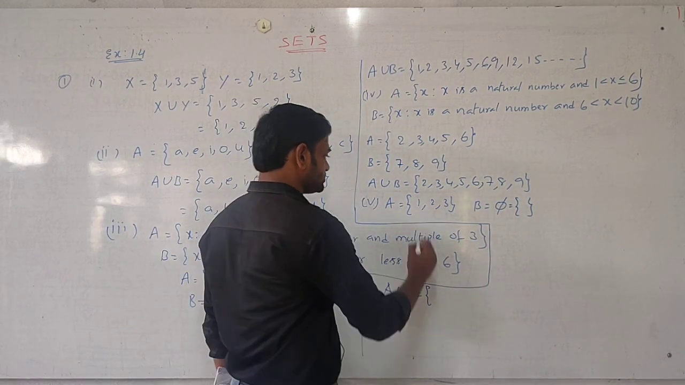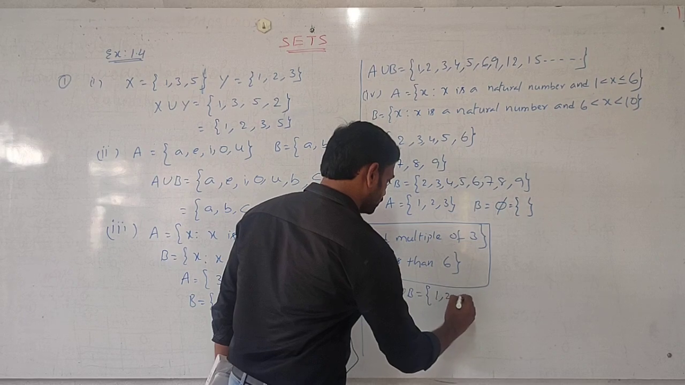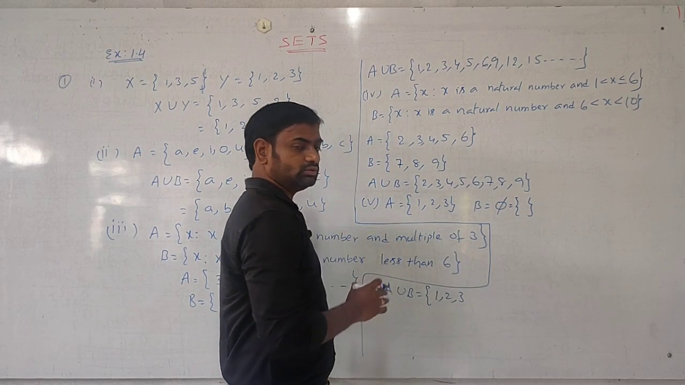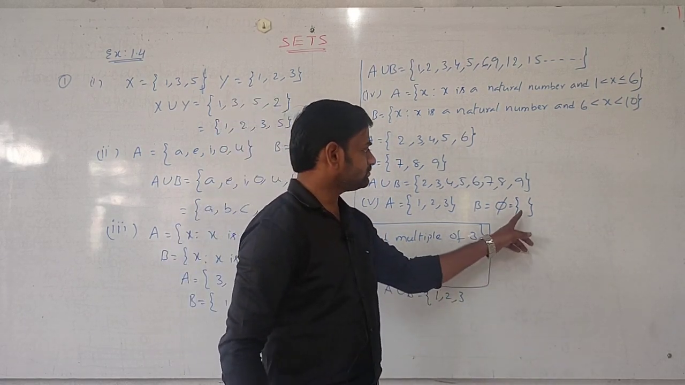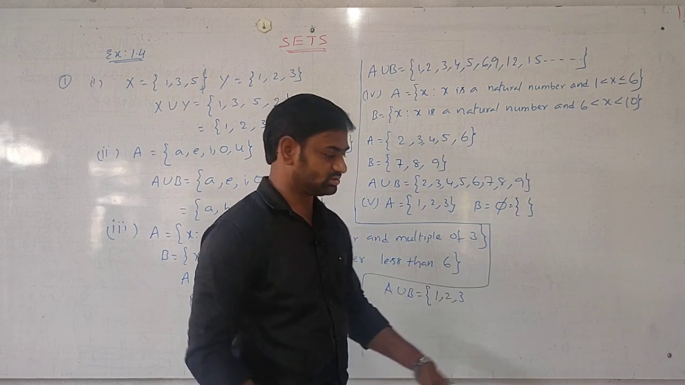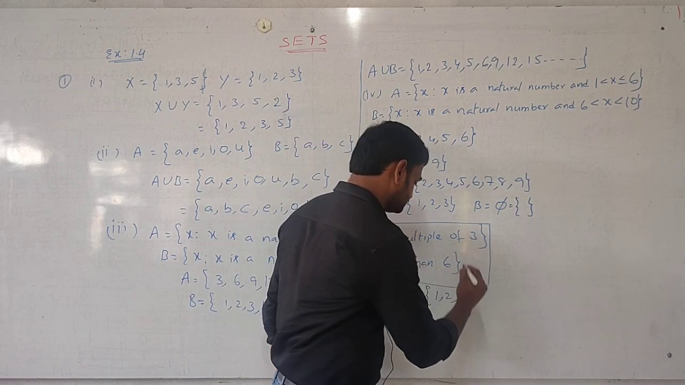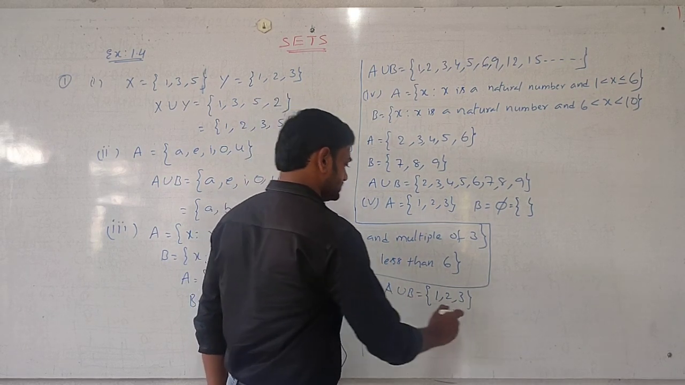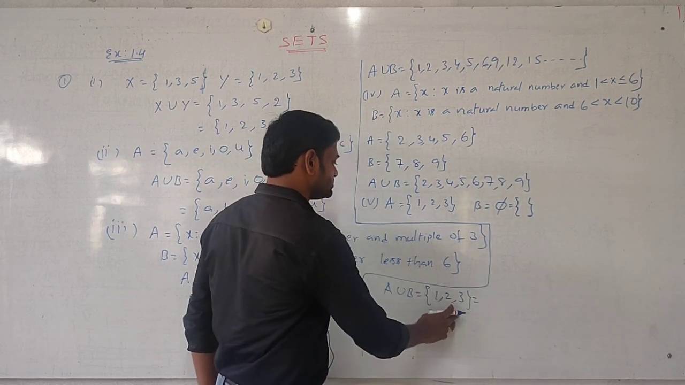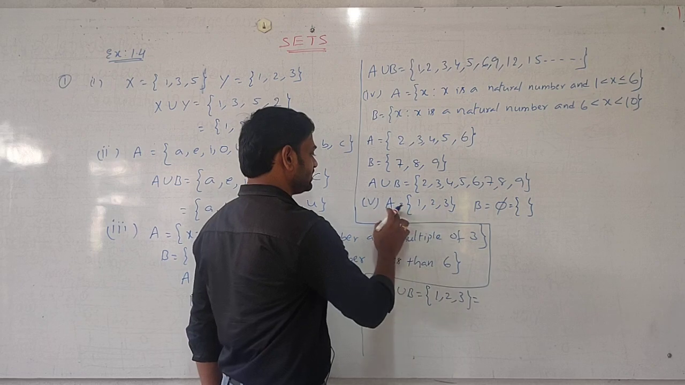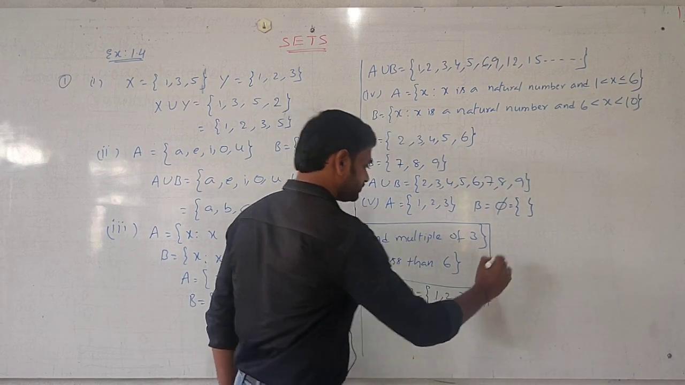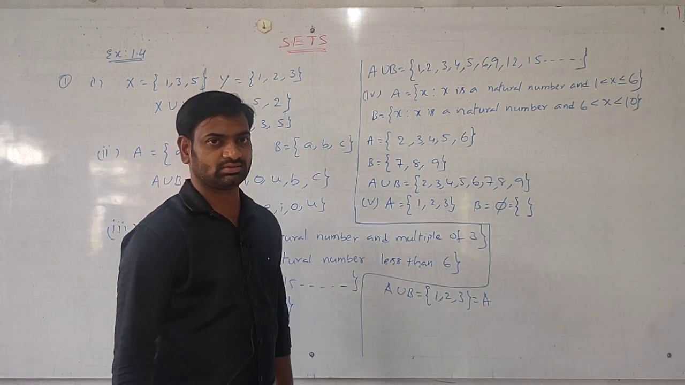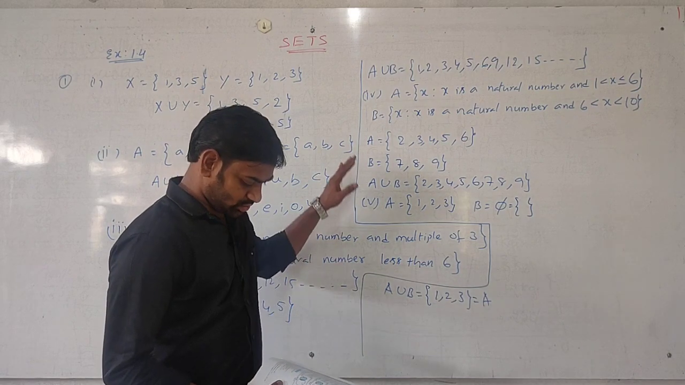Now I am adding the first elements, the A elements 1, 2, 3. Now are there any elements in B? There are no elements. So A union B is equal to {1, 2, 3}, which is again A. This is the union.